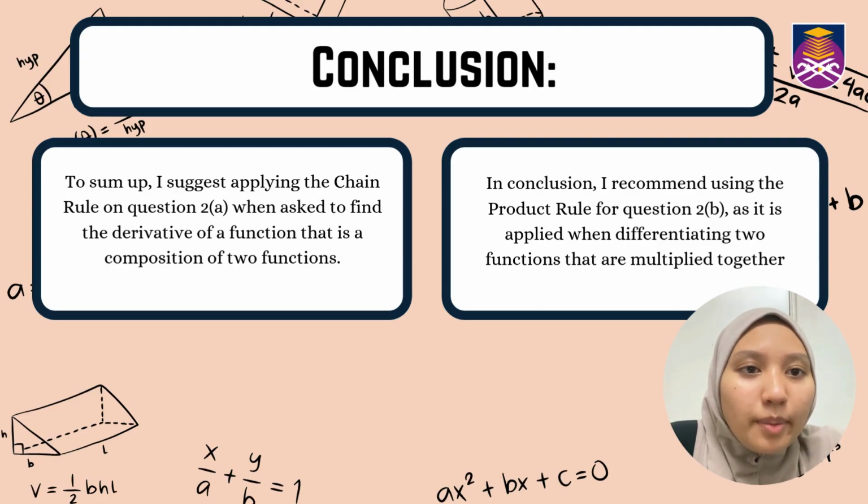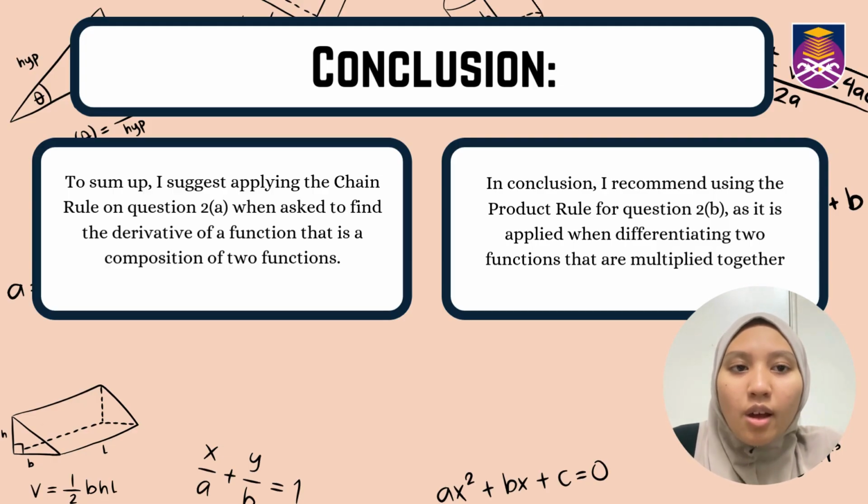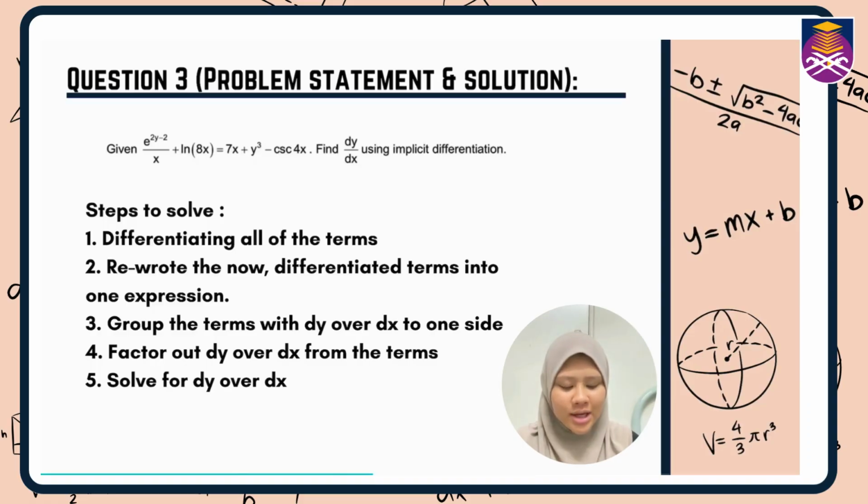To sum up, I suggest applying the chain rule on question 2A when asked to find the derivative of a function that is a composition of 2 functions. Second, in conclusion, I recommend using the product rule for question 2B, as it is applied when differentiating 2 functions that are multiplied together. So next, here is the problem statement.